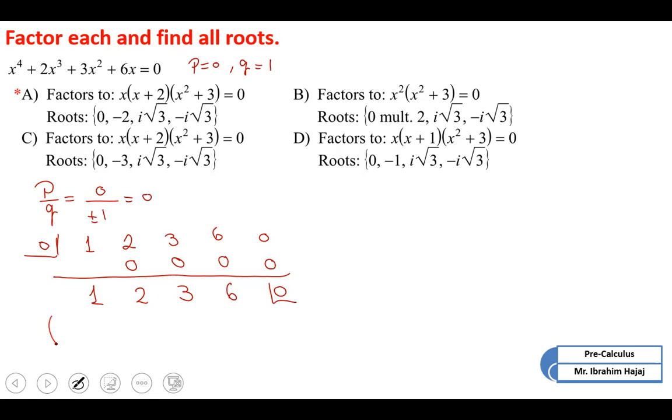So let's write here that x is a zero and it's a factor. 0 is a zero, or root, or x-intercept, so x is a factor. We have now x to the power of 3 plus 2x to the power of 2 plus 3x plus 6 equals 0, right? And then the next step here is to factorize x cubed plus 2x squared plus 3x plus 6.